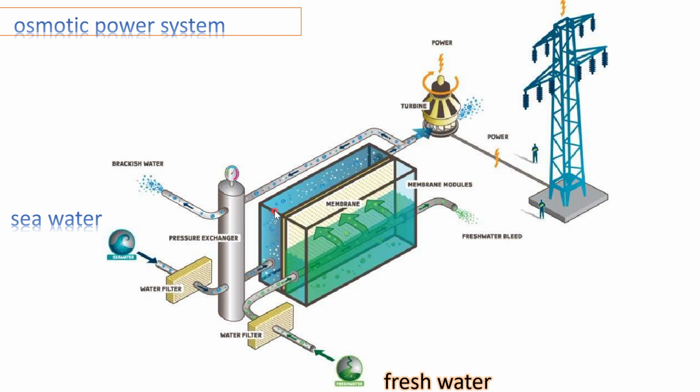There are two chambers. The second chamber consists of sea water, like salty water, and the first chamber consists of fresh water. In between the two chambers, there is a membrane that also acts as a filter.